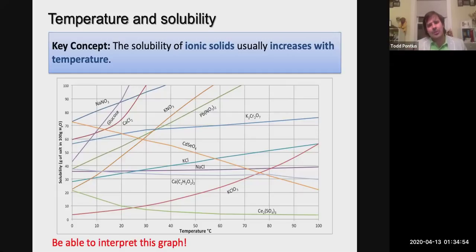And generally speaking, salts usually become more soluble in water as the temperature increases. There are some exceptions. We can see some of these actually slope downward, but for the most part, these go up. If we look at glucose, it spikes rapidly as we increase the temperature. So that's why if you have cold tea, sugar probably won't dissolve that well. If you have hot tea, it'll dissolve really, really readily.